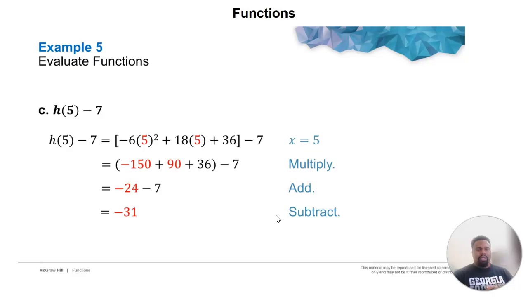Okay, look at this one. We're substituting 5 here, where we got x. And then we're going to subtract 7 afterwards. So we got 5 squared, which is 25. 25 times negative 6 is negative 150. And then 18 times 5, that gives you 90 plus 36. And so we do negative 150 plus 90 plus 36. That gives you negative 24. And then we're going to do negative 24 minus 7. All right, which gives you negative 31. So negative 31 will be our answer here.